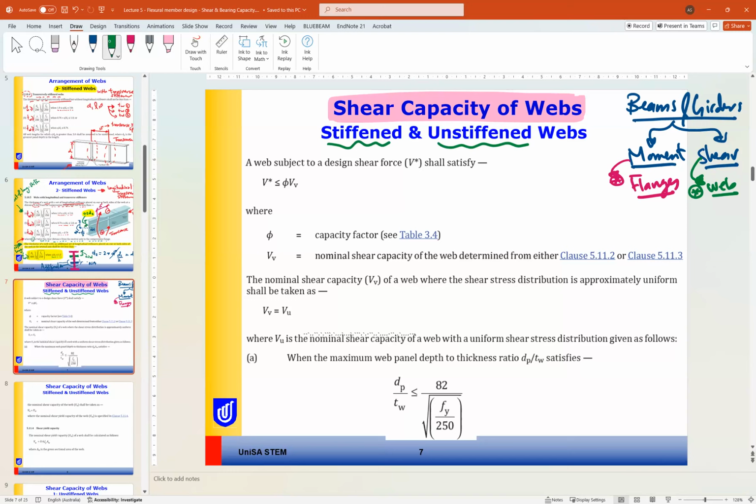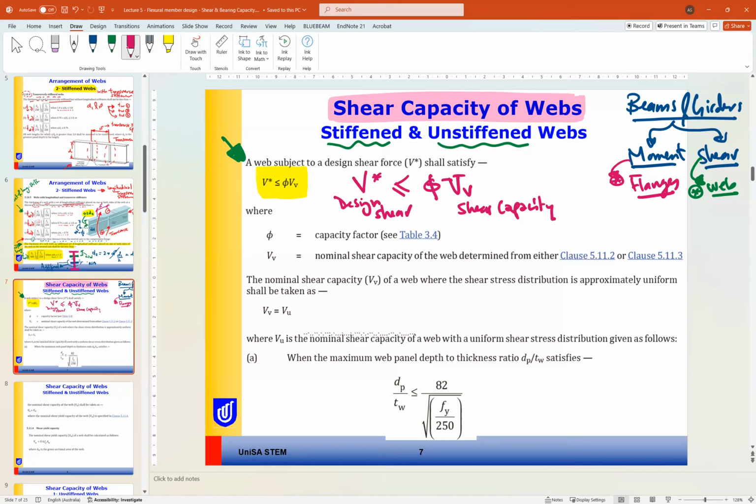So for the webs, we have again stiffened and unstiffened web. So these formulas we are using now are for both stiffened and unstiffened web. When we have cases where the formulas are different, it will be separated to stiffened and unstiffened. So now a web subject to a design shear force should satisfy the following formula. V asterisk should be less than or equal to phi V V. V asterisk is the design shear, as we know. V V is the shear capacity of the web.